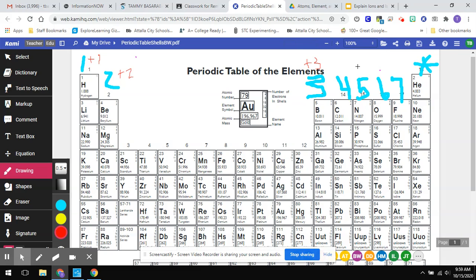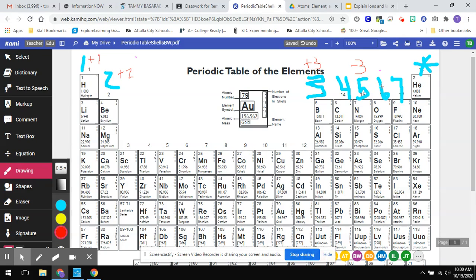So it's more likely that it's going to take, or share, gain 3 electrons. So now at this point in time, we have more negatives than we do positives. So if it gains 3 electrons, it's going to become a -3 charge.